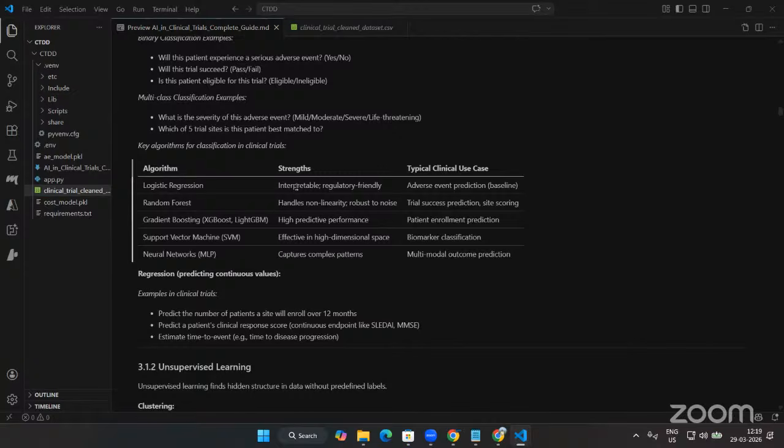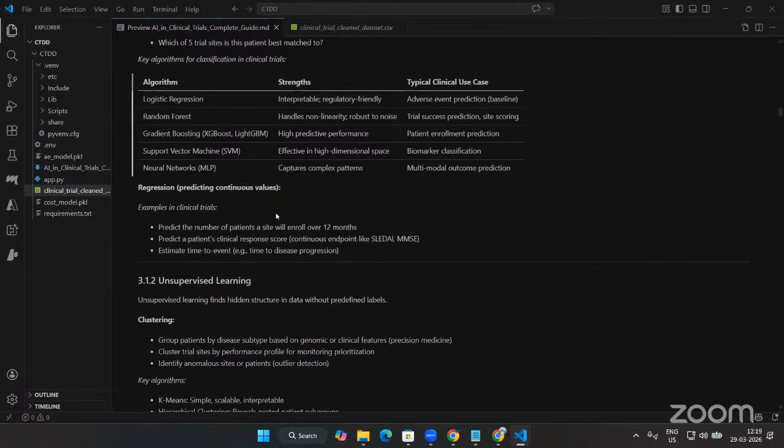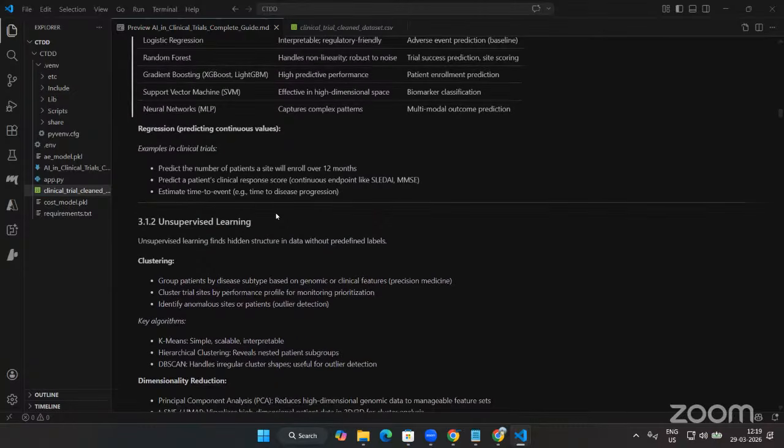Now, these are classification. Now, regression. Regression is another type of supervised learning, which is used for predicting continuous values. Examples in clinical trials: predicting the number of patients a site will enroll over 12 months, predicting a patient's clinical response score, continuous endpoints like SLEDAI, MMSE, then estimating time to event, time to disease progression.